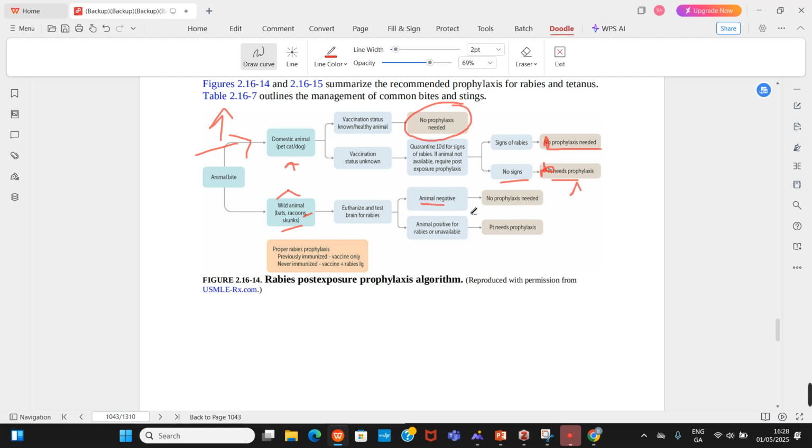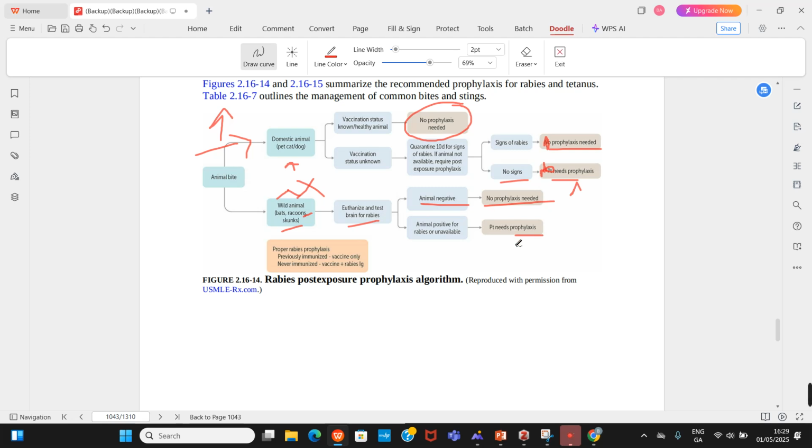So if the animal is negative for rabies, you don't need to give prophylaxis. But if you euthanize the animal and there's rabies there, you need to give prophylaxis. You also need to consider prophylaxis if you cannot get the animal. So if the animal disappeared, you now say, come, you go get rabies prophylaxis because you cannot get this animal to euthanize. You have to get the rabies prophylaxis.